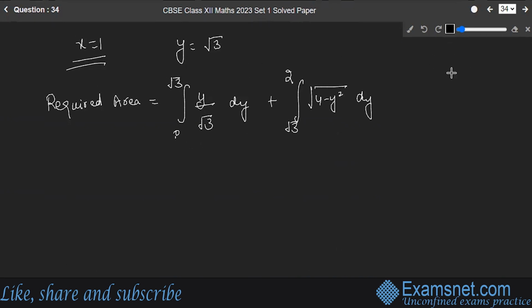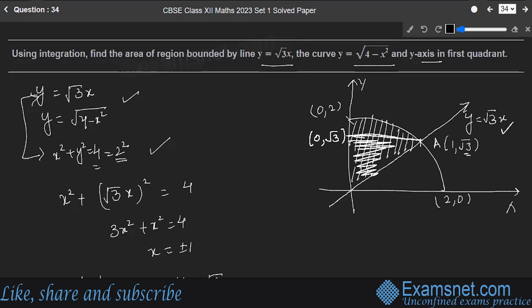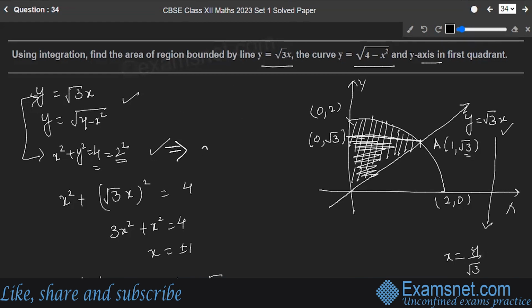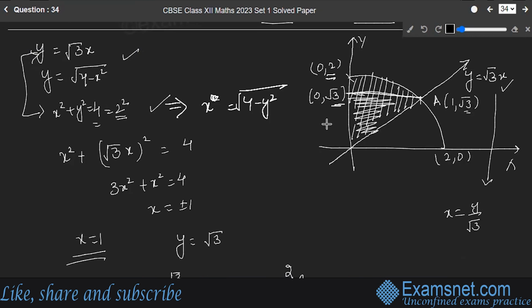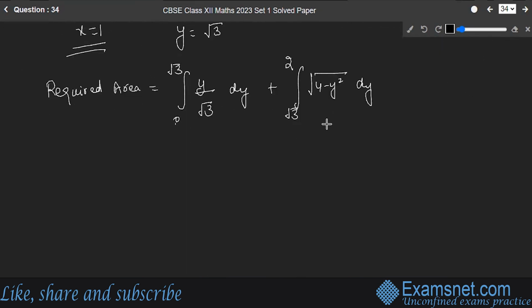This will be the x value. See, from here you have x is equal to this. And from here, in the second equation, if I find out, x square will be equal to 4 minus y square, or x will be equal to root of 4 minus y square. Now this area will be calculated from y is equal to root 3 to y is equal to 2. Hope you got this, like how I got this integral. So this is the required area.